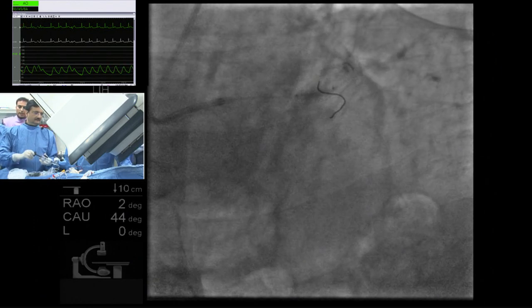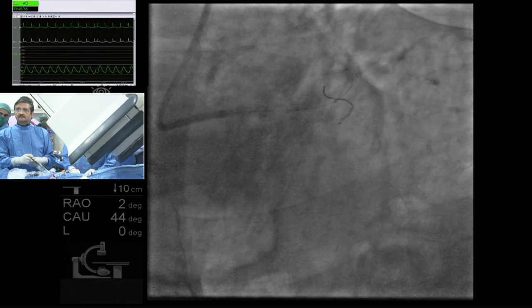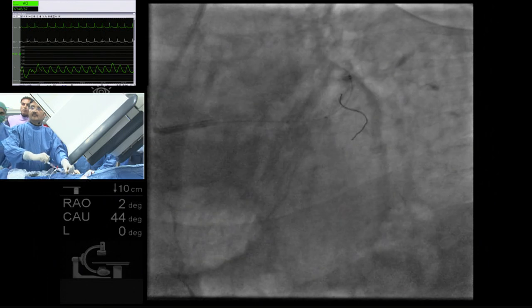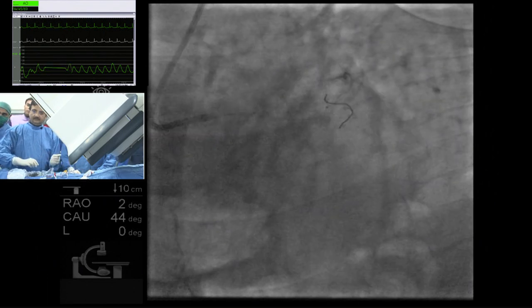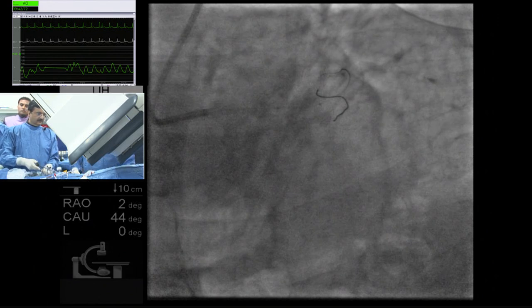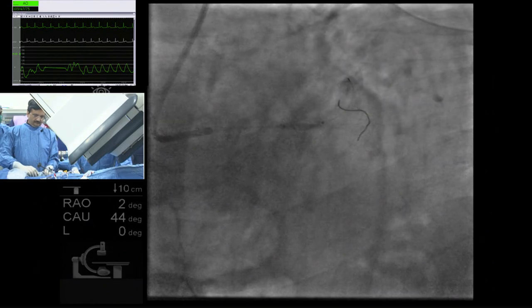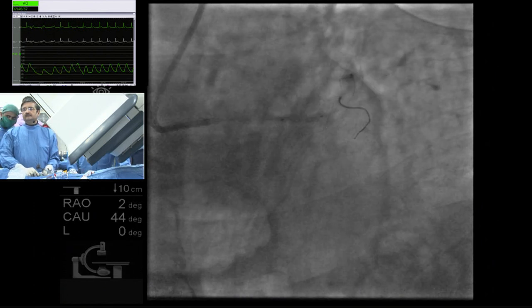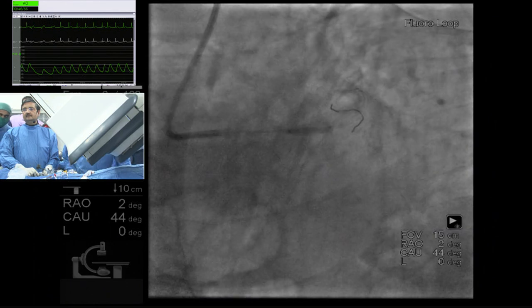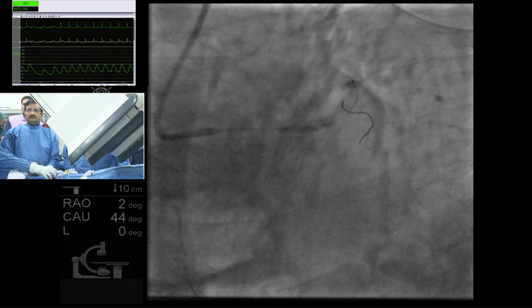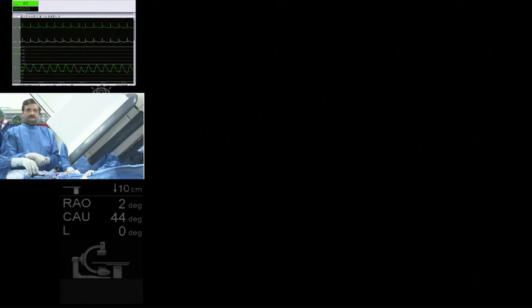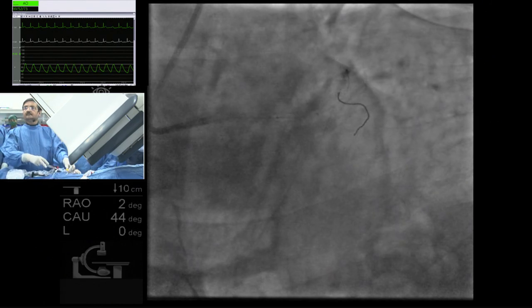How many times have you faced no reflow after IVL therapy immediately? Well, my experience is limited here, but with IVL I haven't seen no reflow, at least in my limited experience. Me too. I did not have any no reflow with IVL. Doc, do you use this in the periphery? Yes, and it works well.